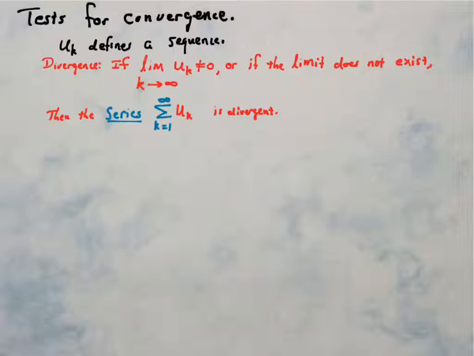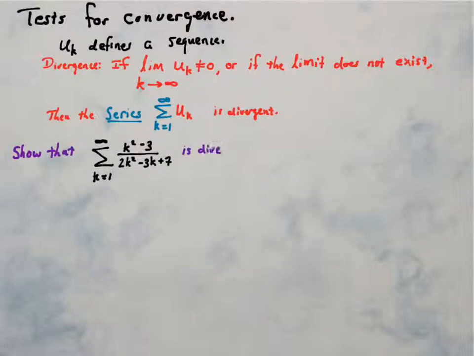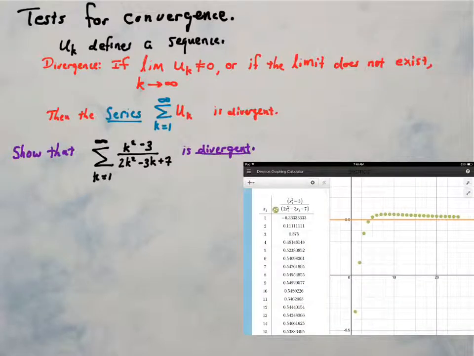So it's a quick test and it's easy to do, but just to explain it a little bit more, we're going to look at the series where the sum goes from 1 to infinity of k squared minus 3 over that quadratic denominator, and we want to show that this is divergent.